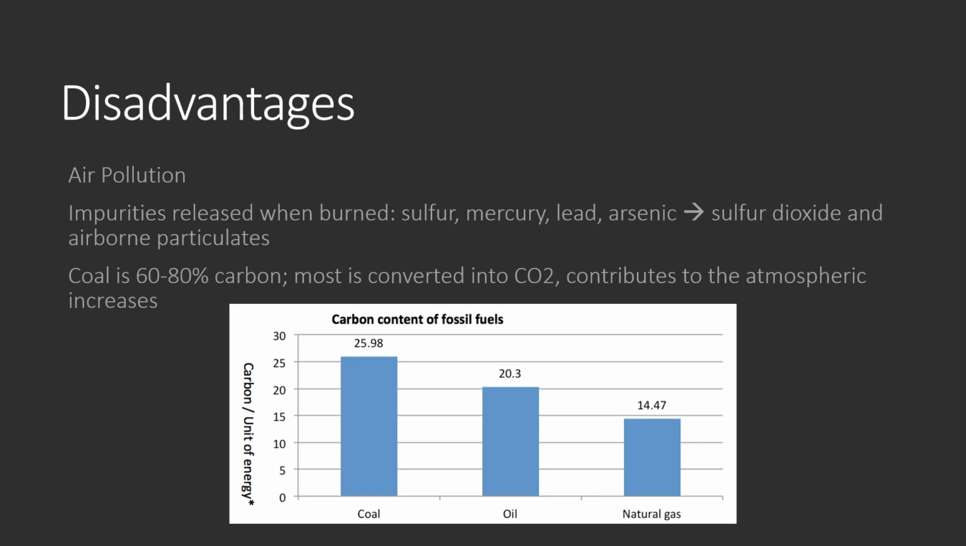Coal is also the most dirty form of energy production because of the air pollution. When it's burned, there is sulfur, mercury, lead, and arsenic released in sulfur dioxide and airborne particulates. Coal is about 60 to 80% carbon, so most of it's converted into carbon dioxide, which of course contributes to atmospheric increases. So just the carbon content, it has the most carbon content compared to oil and natural gas.